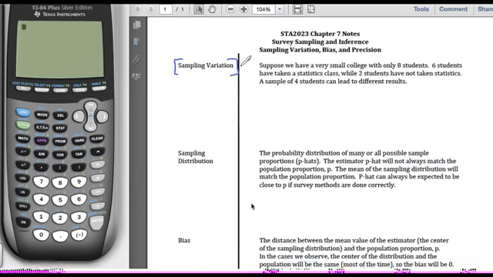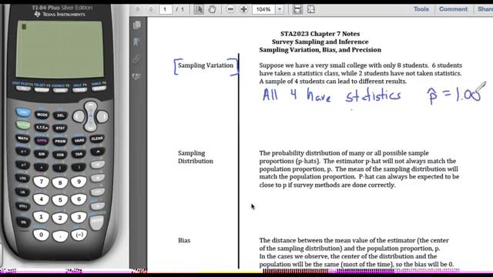Another example, let's suppose we have a very small college for ease, and there are only 8 students enrolled. 6 students have taken statistics, while 2 have not taken statistics. A sample of 4 can lead to very different results. You could have your first sample where all 4 have statistics. In this case, P hat would be 1.00, like 100%.